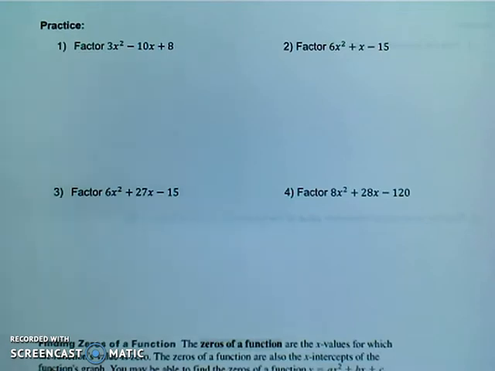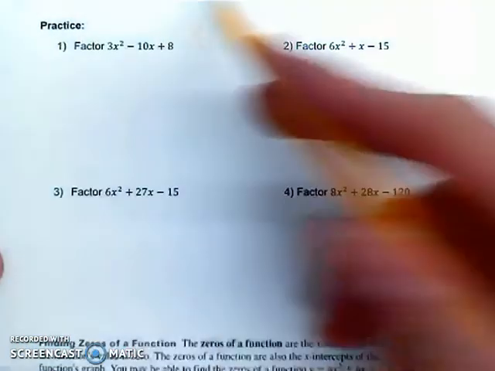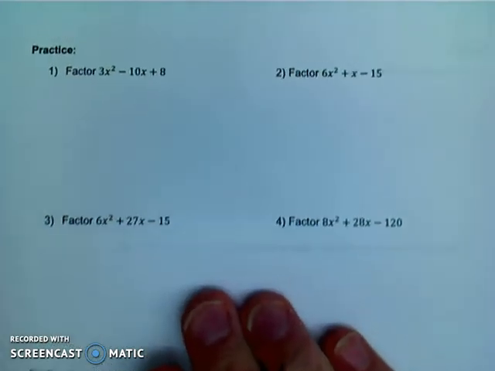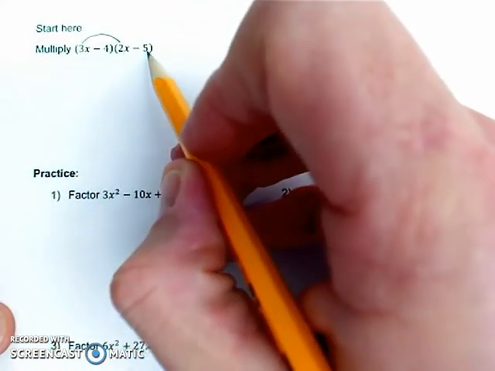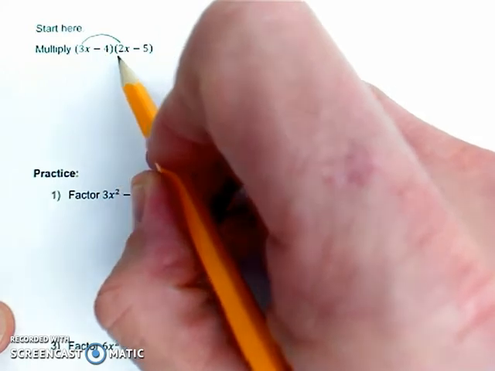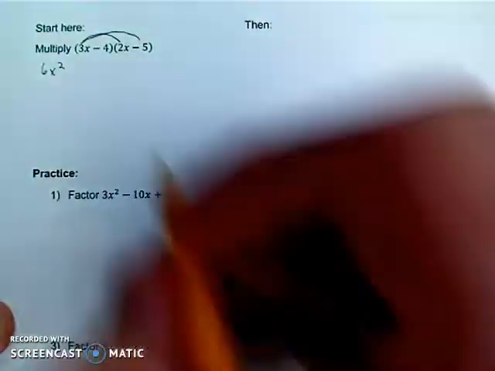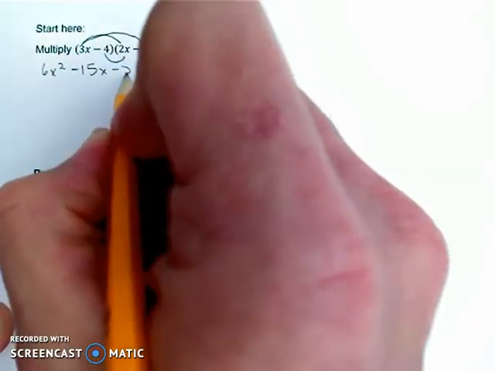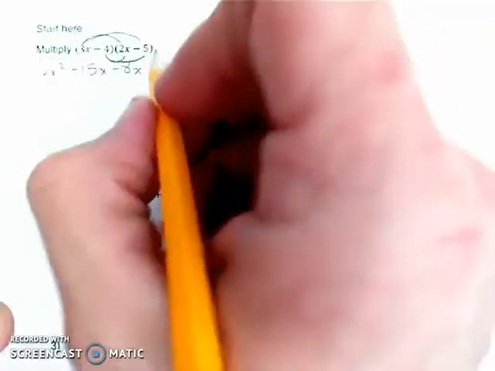Well, let's remind ourselves once again what happens when we multiply two binomials together. So if I go 3x minus 4 times 2x minus 5, I'm going to start by taking the 3x times the 2x minus 5, and then come back with the negative 4 times 2x minus 5. So 3x times 2x, 6x squared. 3x times negative 5, it's negative 15x. Then the negative 4 times the 2x, negative 8x. Negative 4 times negative 5, positive 20.